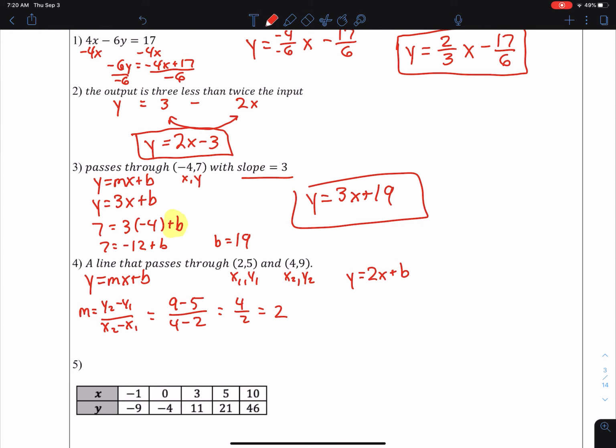So I take a look at y and x. Well, I have a y and an x point here, and I also have one here. Just choose one of them. I like to choose the smaller numbers and make sure they're both positive so I minimize my mistakes.